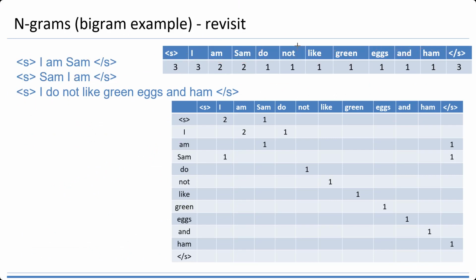So we can make this unigram, and we can also make the bigram. The bigram can be represented in this matrix. So for example, after the <s>, after the start of the sentence, it is followed by I. So the word I appears two times. The word Sam, after the start of the sentence, appears one time. So we can use this matrix to calculate the bigram.